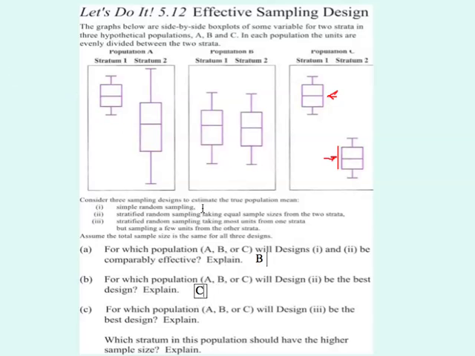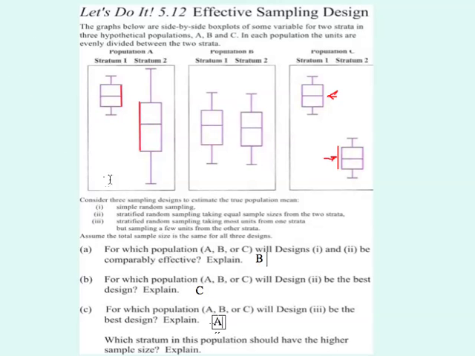And now, last but not least, which one would design 3 be the best for? Well, let's use that same trick we just did a minute ago, and let's take a look at the length of the interquartile range on these two box plots. We notice that stratum 1 has a much smaller interquartile range than stratum 2 does. And so what that means is there's a lot more variability in the data in stratum 2 than there was in stratum 1. So in this case, it would be best to use sampling scheme 3 here in population A.